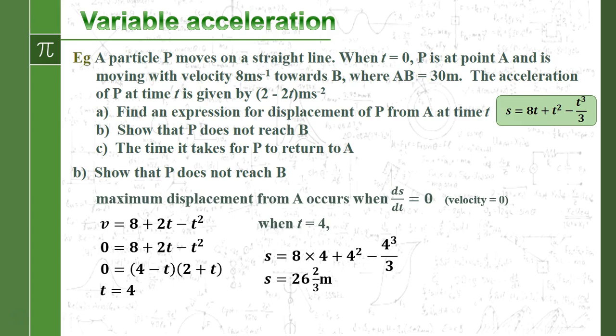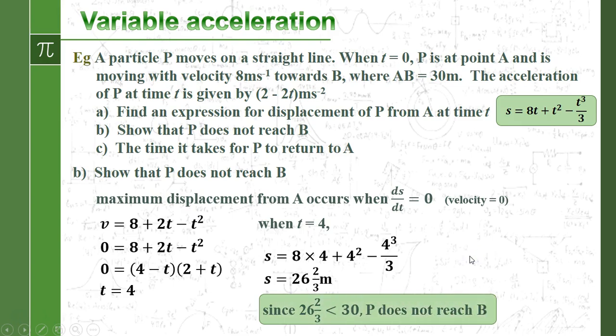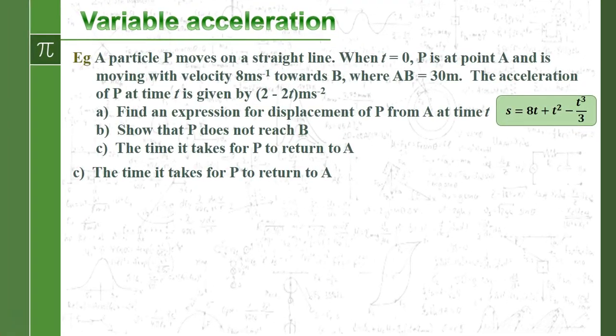So the final thing I've got to do is actually physically answer the question. I need an extra statement to go in here because I've come up with a value, but as ever, I can't leave the examiner to draw his own conclusions from what I've found. I need a statement to say that, okay, clearly, since 26 and 2/3 is not 30 metres, P never gets to point B. Right, that's that bit sorted. And then on we go for the last bit.